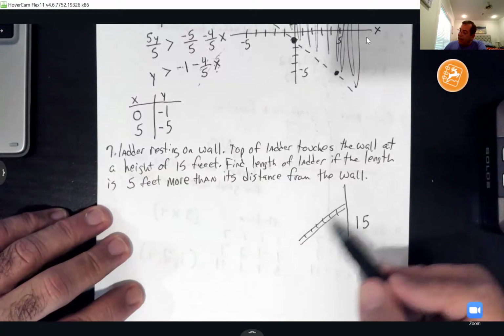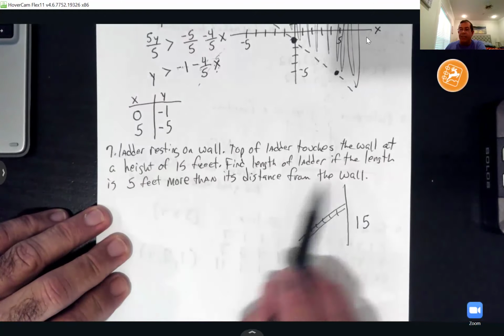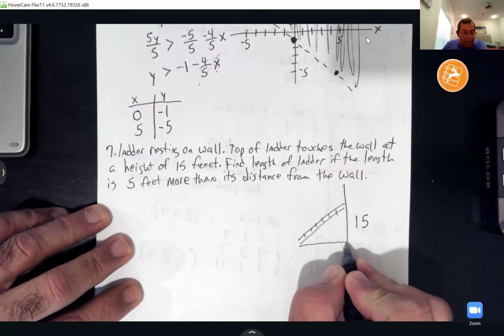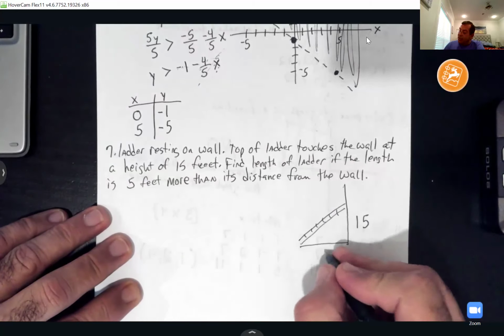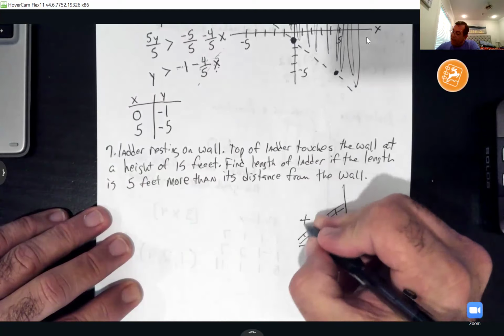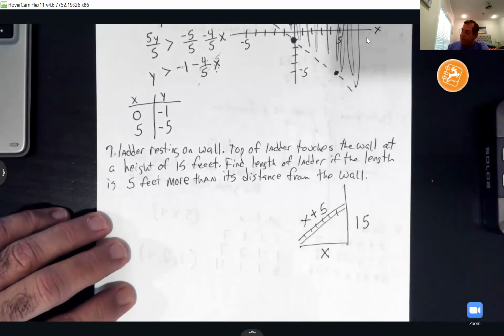Now they want me to find the length of the ladder if its length is 5 feet more than its distance from the wall. Well, here's the distance from the wall. We don't know what that is, so we're going to call that x. And then the ladder, being 5 feet more, will be x plus 5.